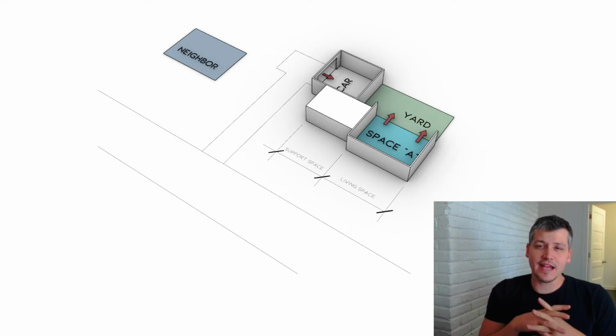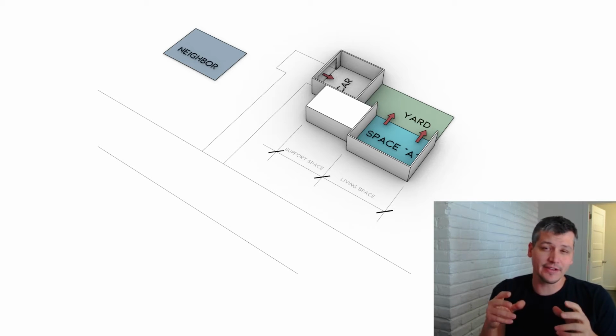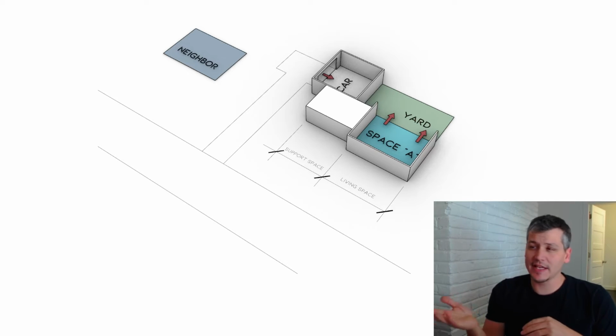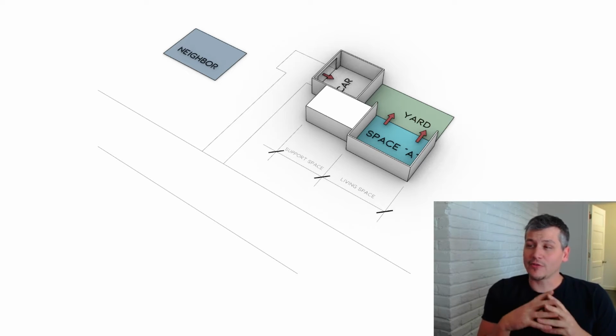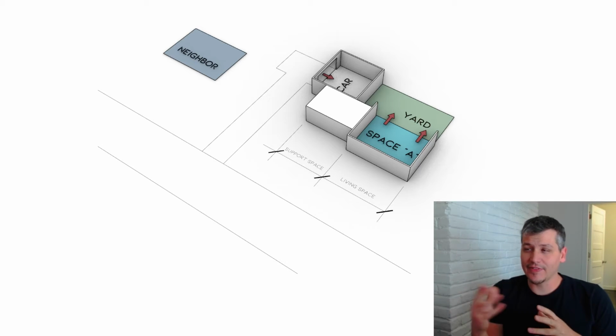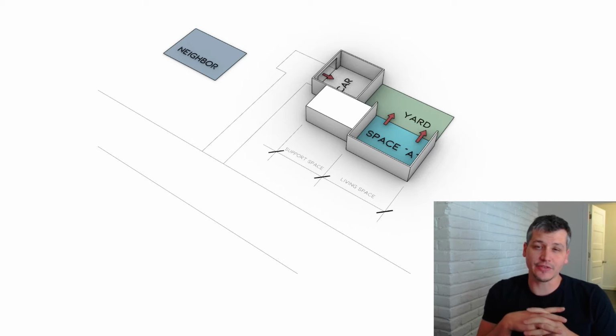So in this example, you have a space A, which is in this case considered a living space. You have a yard space and you have a garage space, which is indicated as car. Now, of course, you need a large opening for the vehicle to be able to pull into the garage, and that creates a strong connection to the driveway.